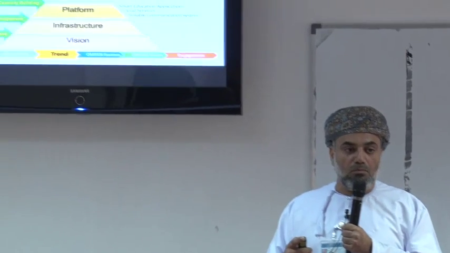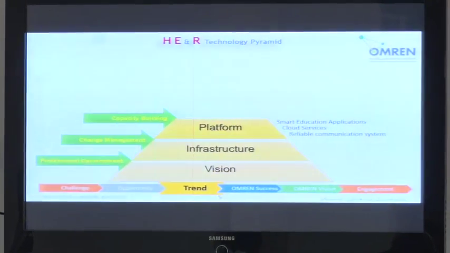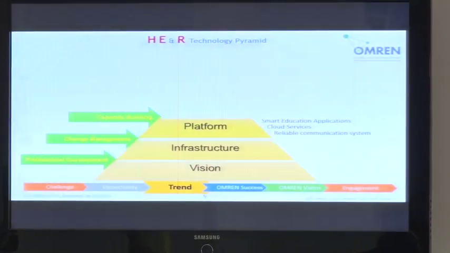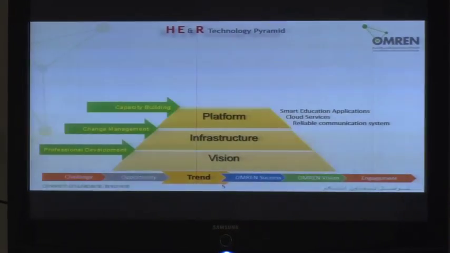And we have also improved internet connectivity. Just for example, Sultan Qaboos University used to have one of their connections with a speed of 300 megabit per second. Now they have it with 1,600 megabit per second. And that is a huge increase in speed. Platform on top of that, where we need to build the capacity in order to improve the use of that platform. And what does that help in? Smart education applications we can bring, cloud services, reliable communications, and so on.